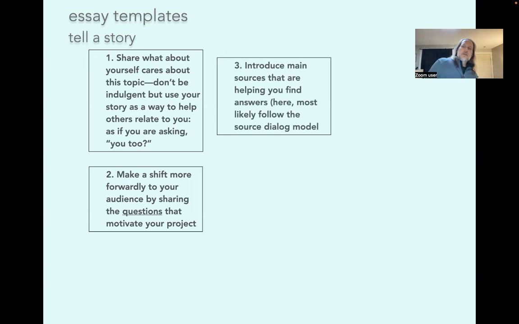All right, 3, we introduce our main sources. This one can be done earlier, but it needs to be done by here for sure. I think it's a proper placement, if you will. First story, get me in. Hey, get me thinking alongside you. Number 2, shifting forwardly to thoughts and why and how this is meaningful in terms of some questions. And number 3, here are the sources that are going to likely let me flow through this thought.